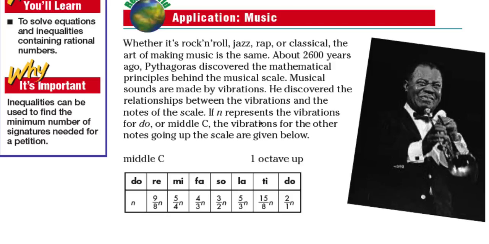If n represents the vibrations for do or middle C, the vibrations for the other notes going up the scale are given below. Do is n. Re is 9/8 of n. Mi is 5/4 of n. Fa is 4/3 of n. So is 3/2 of n. La is 5/3 of n. Ti is 15/8 of n. And Do, one octave above, will be 2/1 of n.